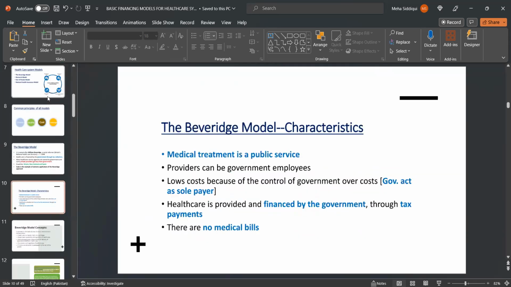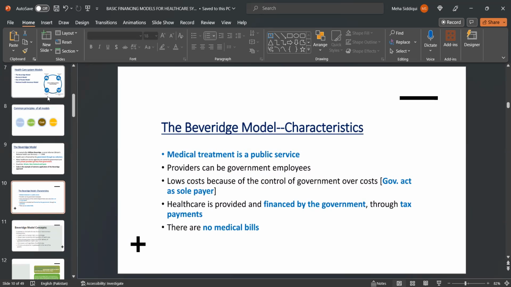The characteristic features of this model are: medical treatment is a public service. Providers can be government employees. Low cost because of the control of government over cost. It is also known as a single payer model because the sole payer is government in this model.